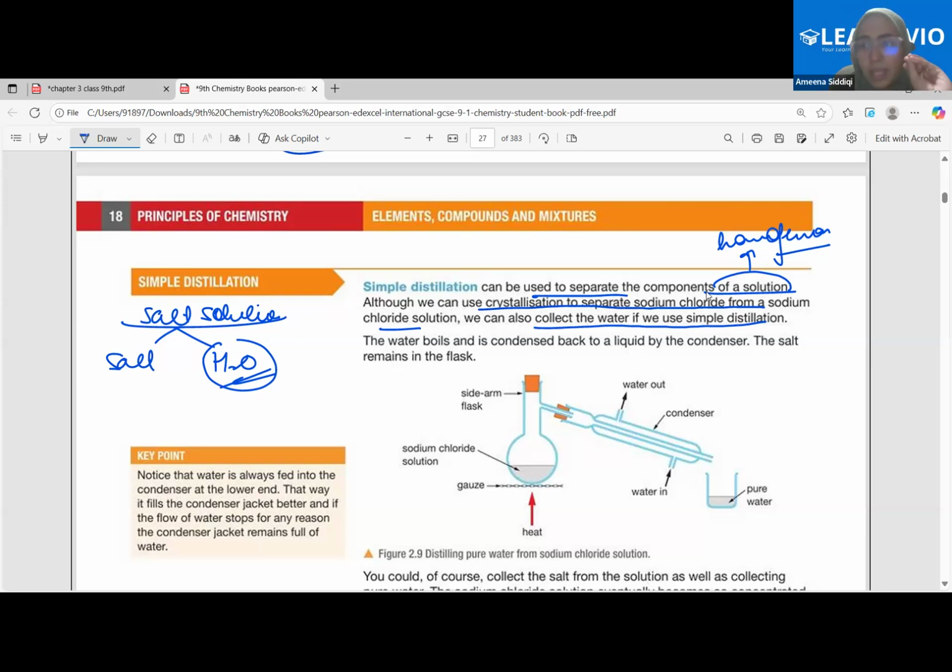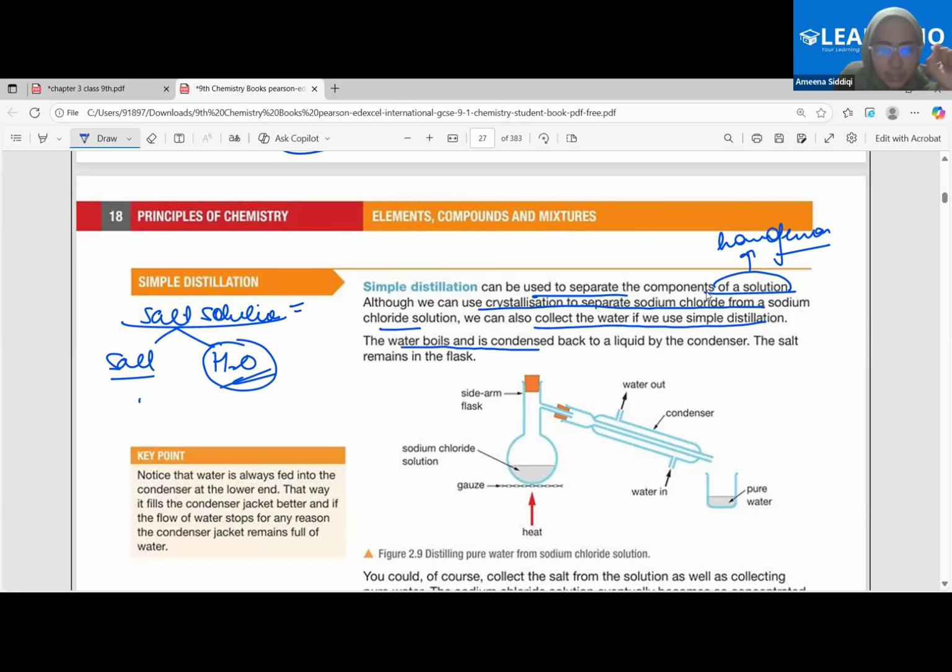Here, what we are doing is that we want to collect that water also, but we want to have both of the components of the salt solution in separate form. So therefore, what do we use? We use the distillation method. The water boils and is condensed back.